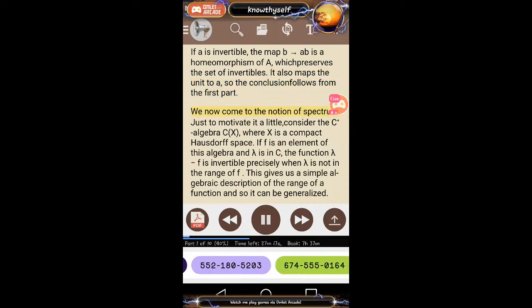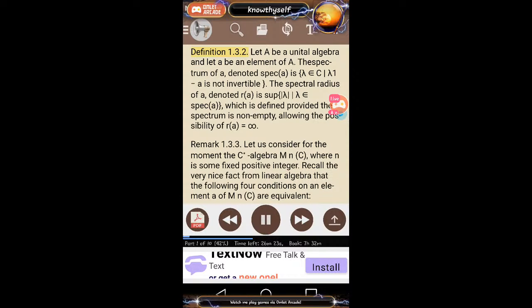We now come to the notion of spectrum. Just to motivate it a little, consider the C*-algebra C(X), where X is a compact Hausdorff space. If f is an element of this algebra and lambda is in C, the function lambda minus f is invertible precisely when lambda is not in the range of f. This gives us a simple algebraic description of the range of a function and so it can be generalized.